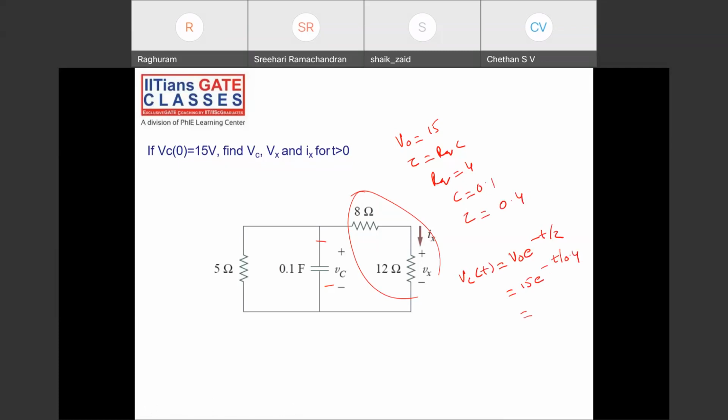1 by 0.4 is 2.5, so it is e power minus 2.5t. We found Vc of t. Now find Vx and Ix. How to find Vx and Ix?